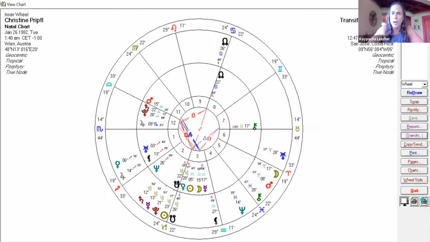Now, where does the soul want to go this lifetime? So we've got a little bit of the past, you see that. Now, the future is the Pluto polarity point. The Pluto polarity point is 26 degrees, 55 minutes of Aries. So she's been a people pleaser, a nice person, and we know nice people finish last.